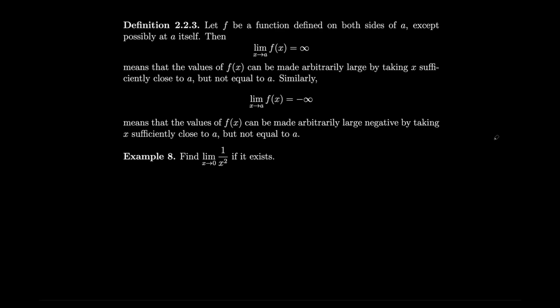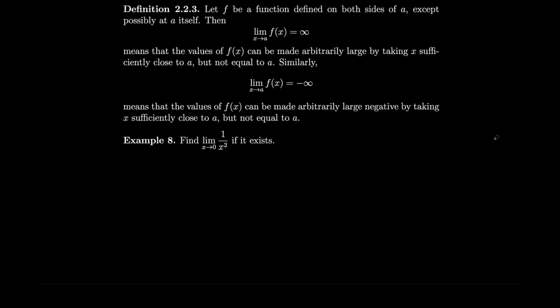We use this as a form of notation. We still have not said infinity is a number. We're just using this as a shorthand of saying that the y value gets really, really big. That's all this means right now. So let's find the limit of 1 over x squared as x approaches 0, if it exists.